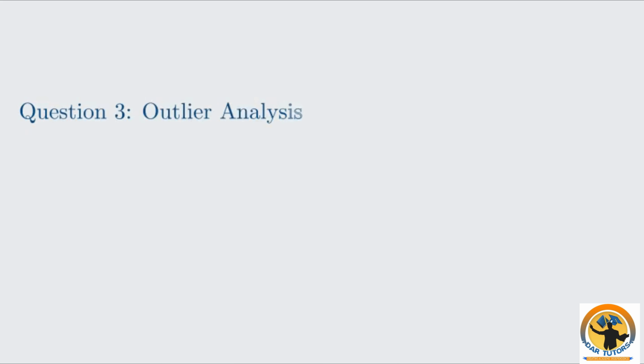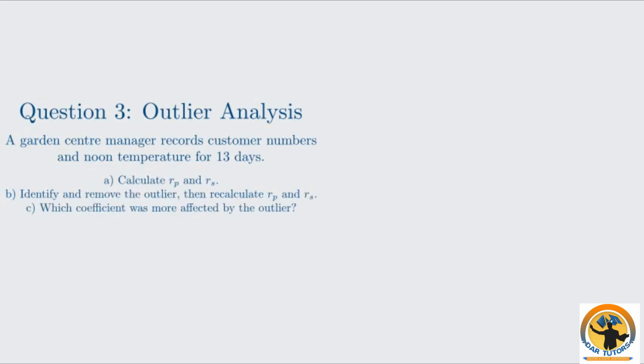Our third question examines the effect of outliers on correlation coefficients. Let's begin by plotting the data on a scatter diagram. The scatter diagram shows a clear outlier. The point (31, 35) is far removed from the rest of the data. This point represents a day with a high temperature but very few customers. We can see that for the other 12 points, there appears to be a strong positive relationship.